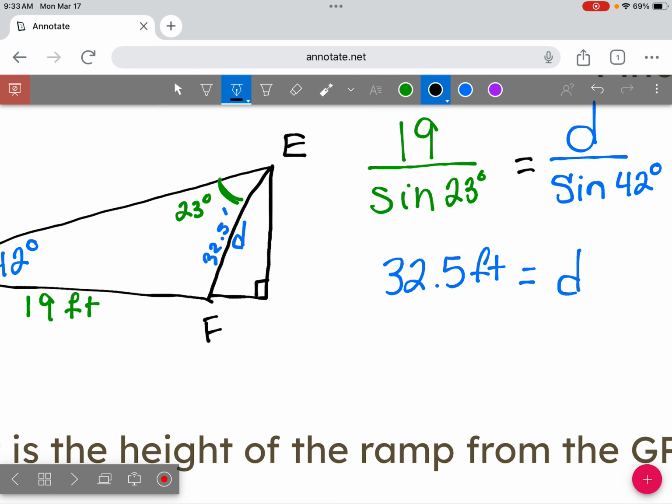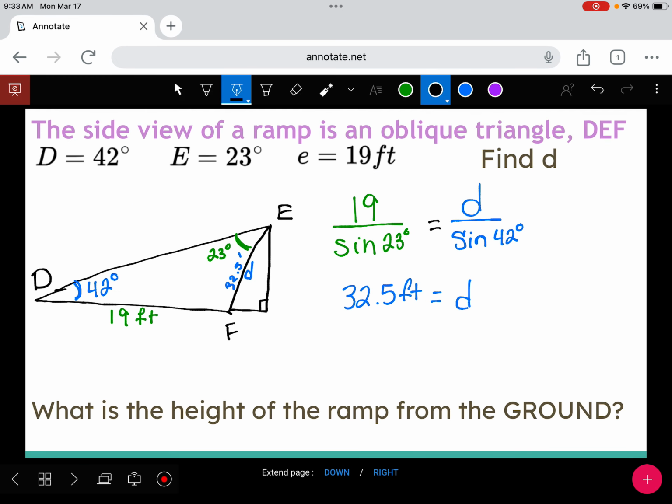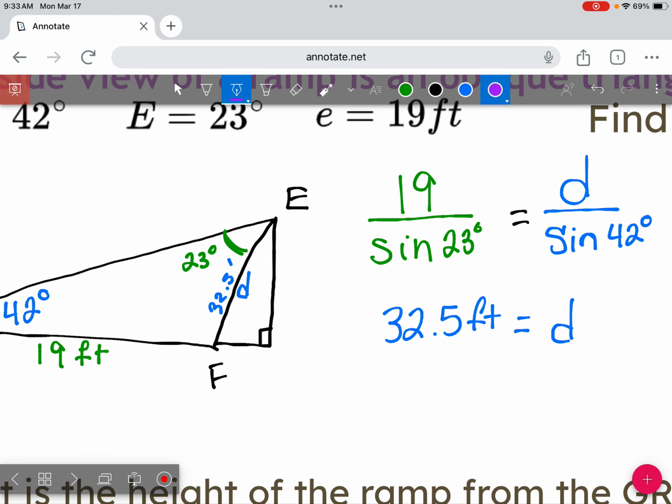I drew mine with side D. Wait, never mind. I was going to say it's not a right angle right here, because if we figure out what this other angle is, it's definitely obtuse. That's going to be 115. So we know it's not a right triangle. What we're looking to figure out now is this height.